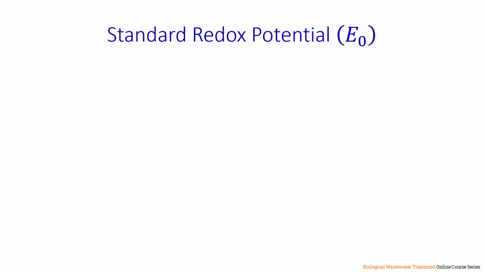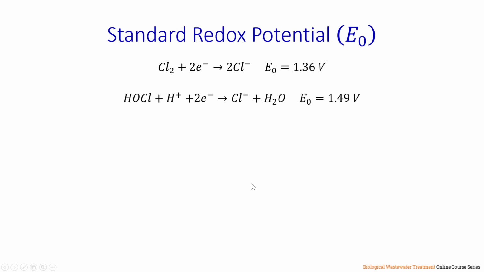Let's consider then the standard redox potentials for the various forms of free chlorine that are dominant. Molecular chlorine, or Cl2, shows a standard redox potential of 1.36 volts. Hypochlorous acid shows a standard redox potential of 1.49 volts, and the hypochlorite ion shows a standard redox potential of 0.9 volts. Now you'll notice that in each of these reduction half reactions, there are two electrons that are participating with each of the forms of residual chlorine.